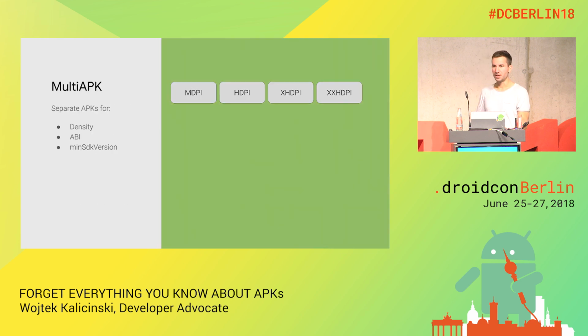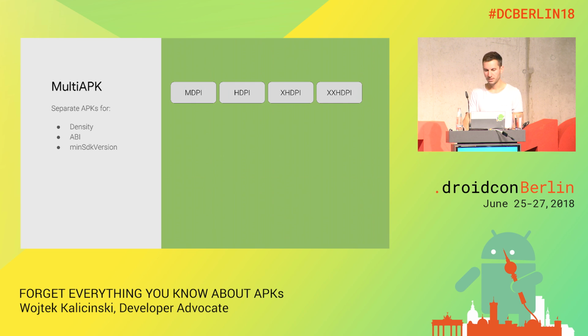OK, so what can we do? So there's this concept called multi-APK. It's been supported by Android and by the Play Store for a long time. And what it lets you do is basically prepare smaller APKs that support specific devices, such as devices with MDPI screens and HDPI screens, and split your big, huge APK into these smaller ones specifically for a specific device.